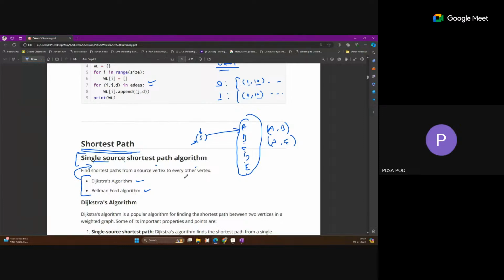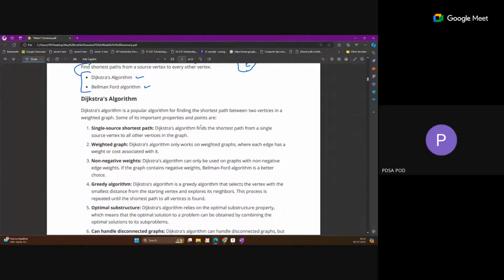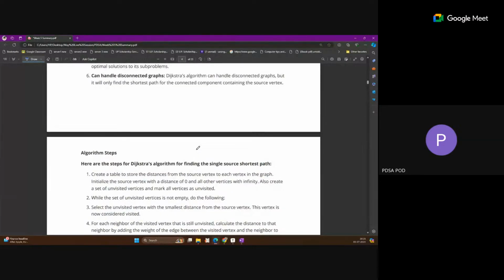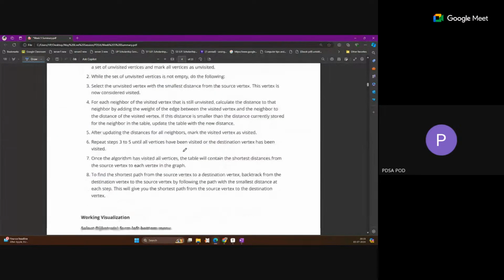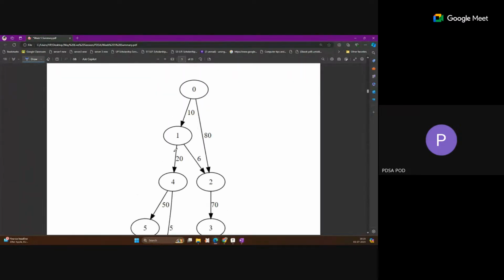Now let's discuss the single source shortest path algorithm. First is Dijkstra algorithm. Dijkstra algorithm we can consider as a greedy algorithm. What are greedy algorithms? We will discuss this. So what are the algorithm's steps for this?